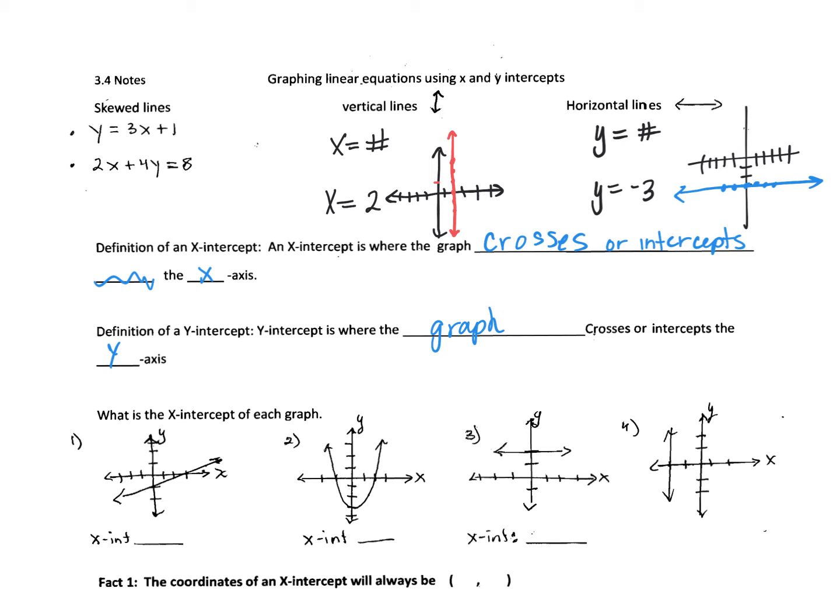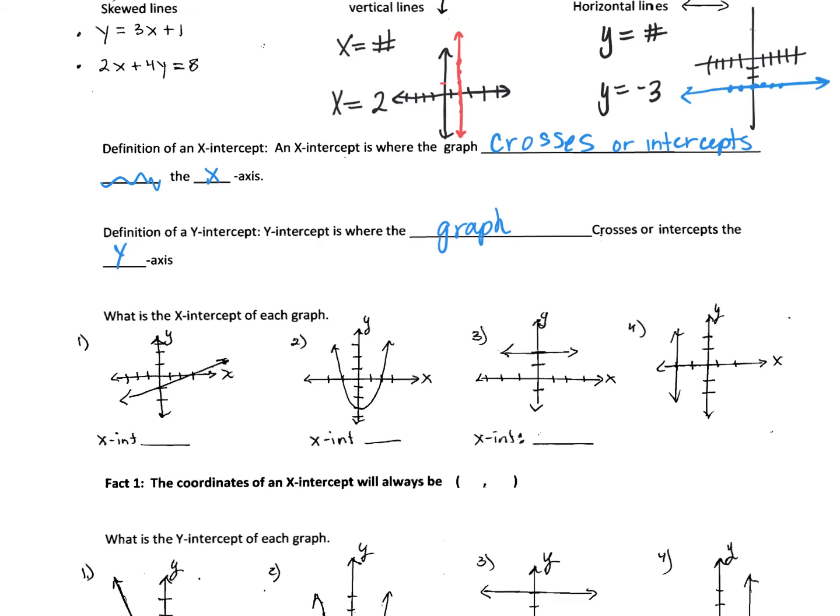So we're going to look at some graphs and identify the x-intercepts. So graph number 1 we have here. Okay, remember the x-axis is the horizontal axis, and we have the point here. This point is (3, 0), and so my x-intercept is 3. The coordinates of the x-intercept will always be the x value, the number, 0.